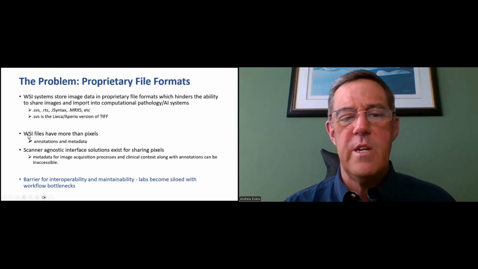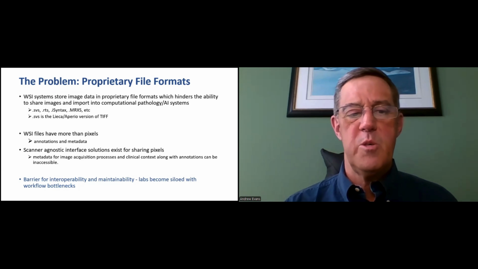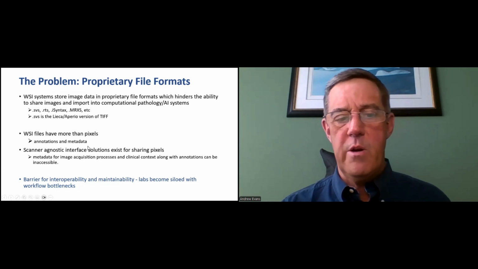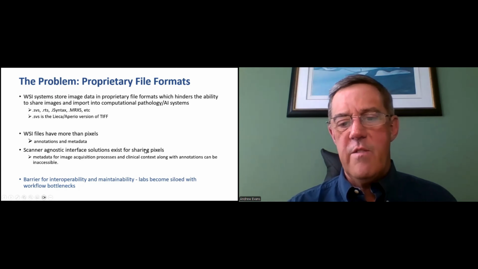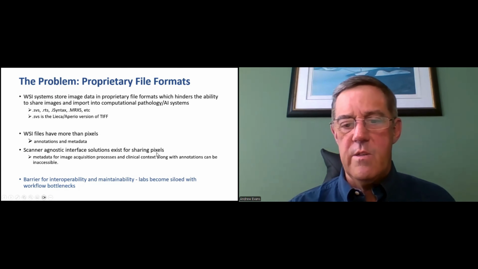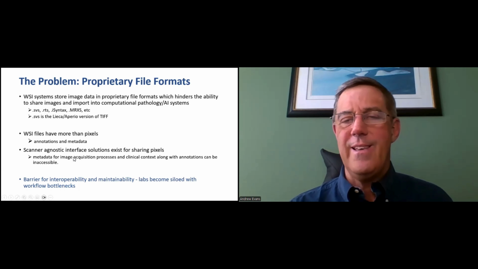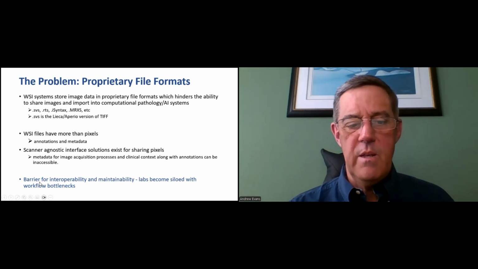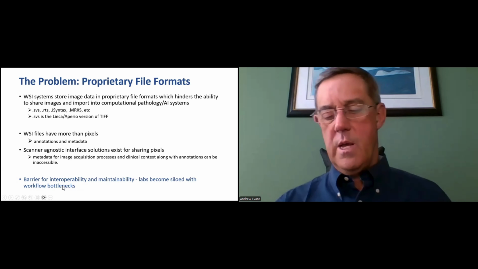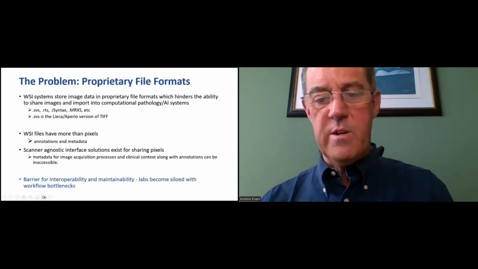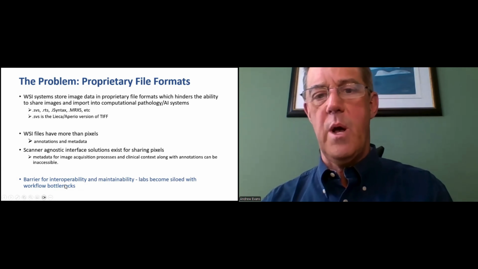And importantly, whole slide imaging files have more than just pixels. They're more than just pictures. There's annotations, there's metadata, all buried in those files. And all of that needs to be shared if you're going to move forward into a network situation. Scanner agnostic interface solutions definitely exist for sharing pixels, but we have to make sure that the metadata and all of the other information that I mentioned is accessible when you share. And this can be, interoperability and maintainability can become a significant barrier if labs become siloed with respect to vendors and then create significant workflow bottlenecks.